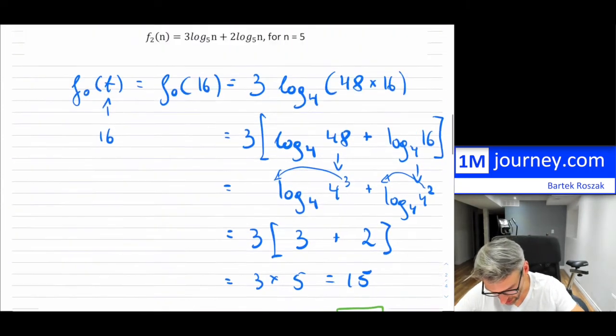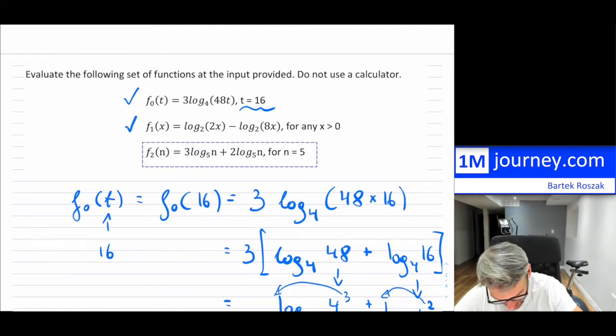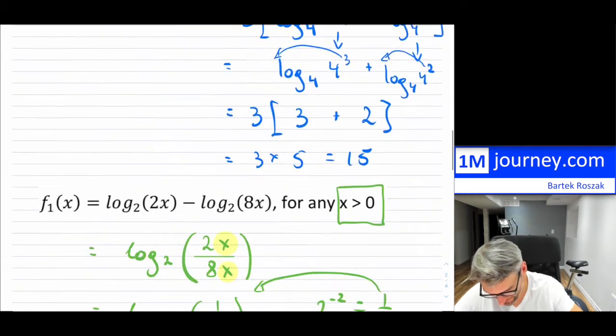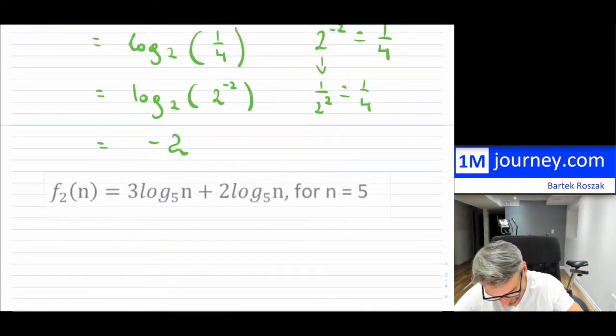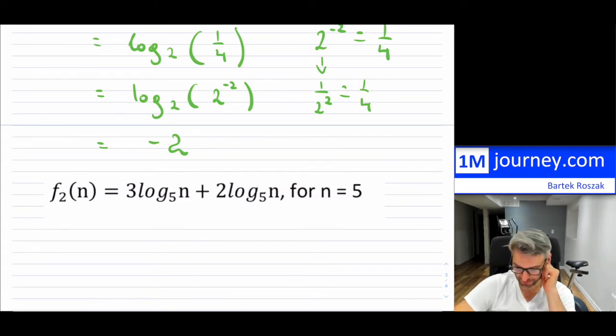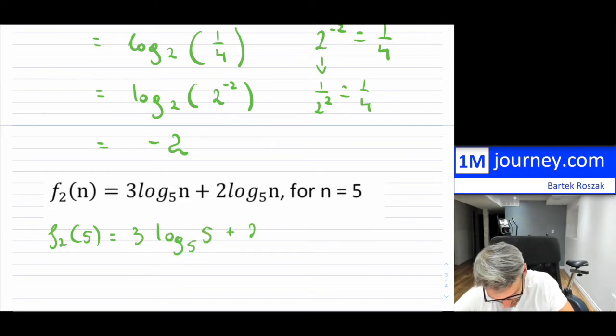Okay, so let's take a look. We're just pounding away here at these properties and using them, hopefully wisely. So here's the last one. This is at n equals 5. So let's substitute. f of 5 is going to be 3 log base 5 of 5 plus 2 log base 5 of 5.